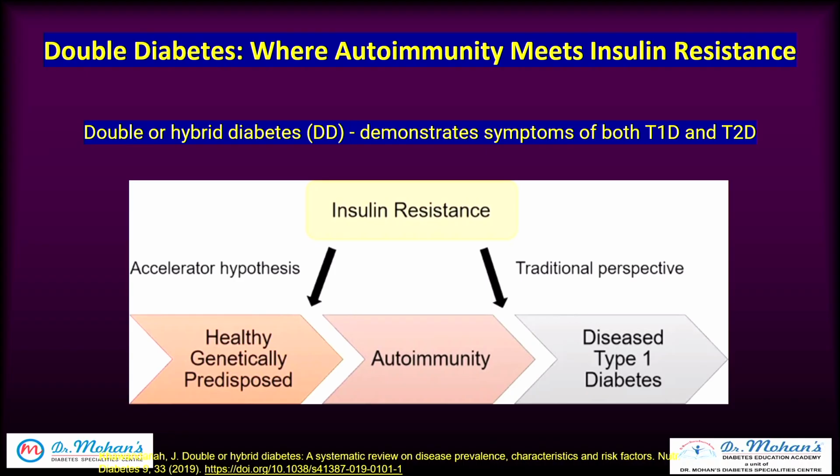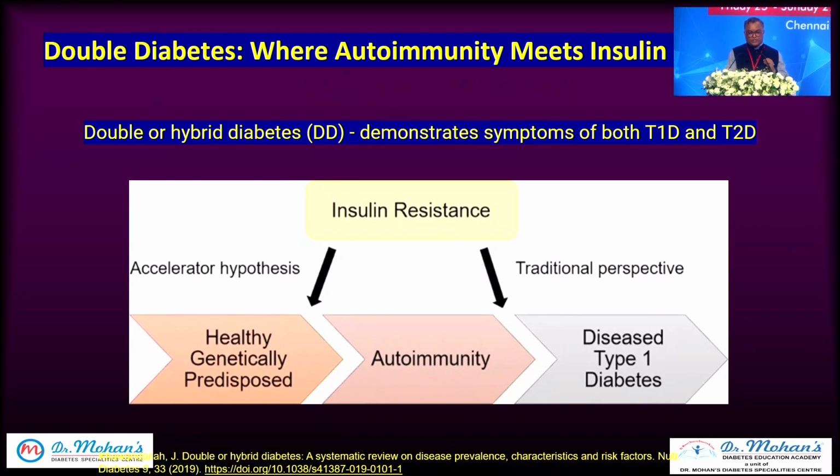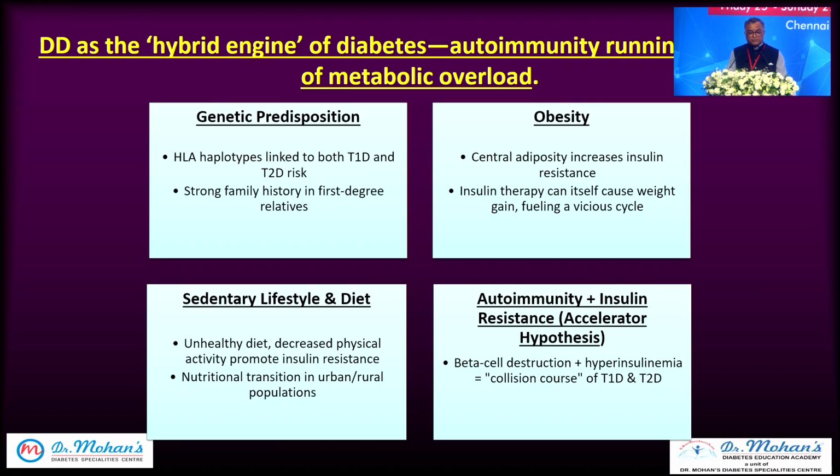So what may be the theory behind this? There are two theories to explain this. One is insulin resistance accelerates the autoimmunity in healthy genetically predisposed individuals, augmenting beta cell destruction, leading to type 1 diabetes. The other pathway is that insulin resistance can directly trigger autoimmunity, leading to beta cell destruction and type 1 diabetes. We can see the common factors in both pathways are insulin resistance and autoimmunity, which may be the hallmark of double diabetes.